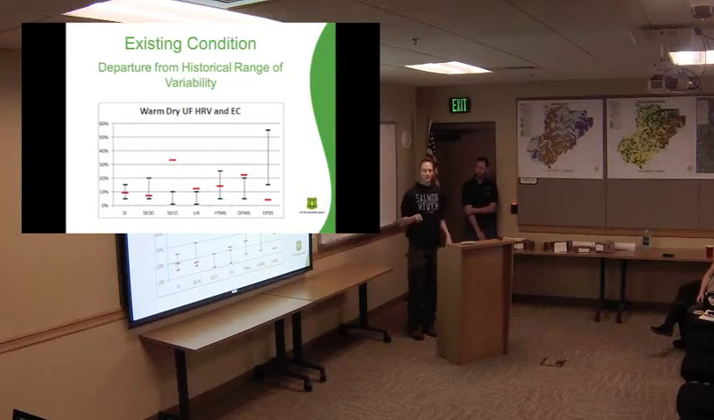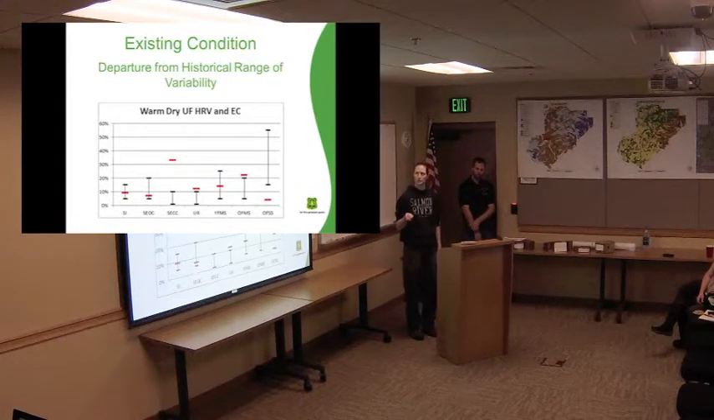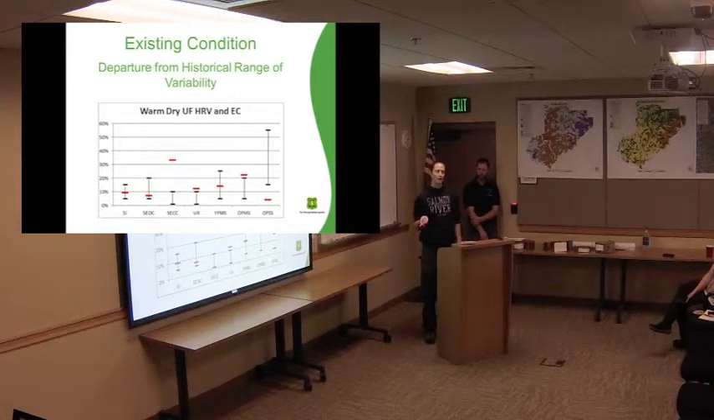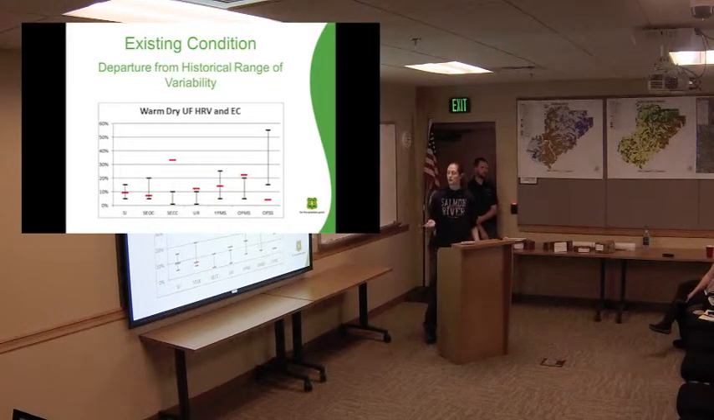For our analysis, silviculturists are tasked with defining the departure from the historical range of variability, the HRV. For the warm, dry environments, these black lines right here are what we have characterized as the historical range of variability for structure in the forests of the Blue Mountains. And then these red bars are where we sit in Big Mosquito.